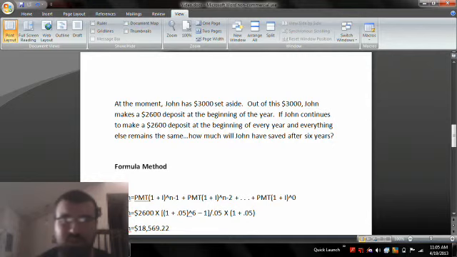And then next would be, at the moment, John has $3,000 set aside. Out of this $3,000, John makes a $2,600 deposit at the beginning of the year. If John continues to make a $2,600 deposit at the beginning of every year and everything else remains the same, how much will John have saved after 6 years?